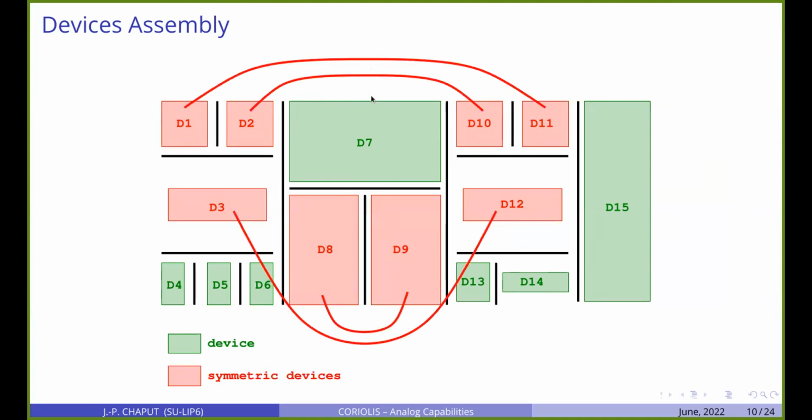Then with those devices, we can also apply symmetric constraints. For example, here we said that D1 and D11 must be symmetrical. Same goes for D2 and D10, D3 and D12. This is a classical constraint in analog design to have symmetric devices. And some parts of the tree may be symmetric, but not all of them. For example, D15 is not symmetric with anything, nor are D13 or D14.